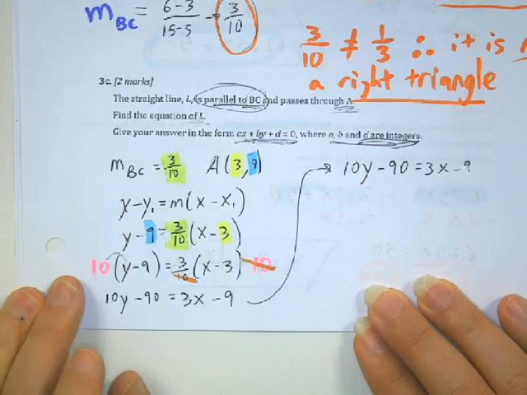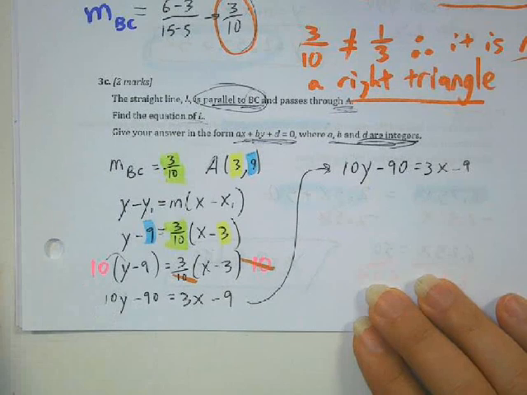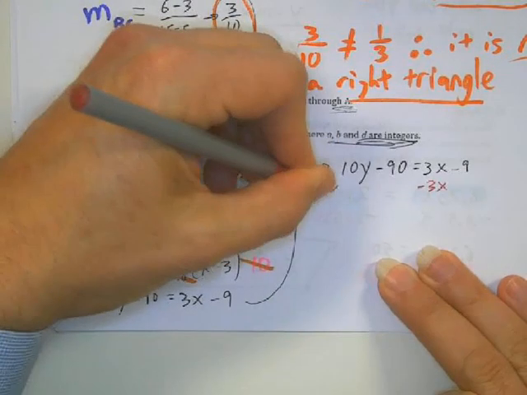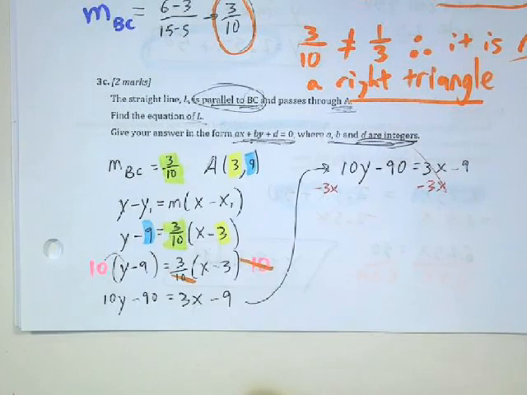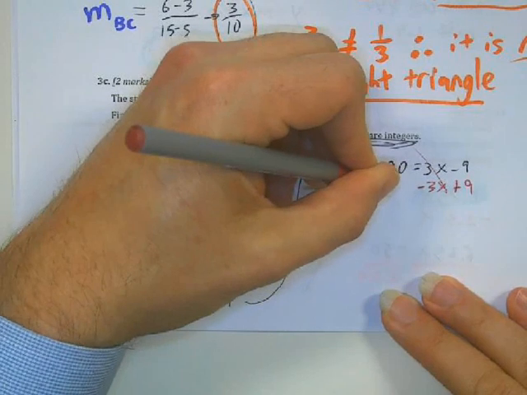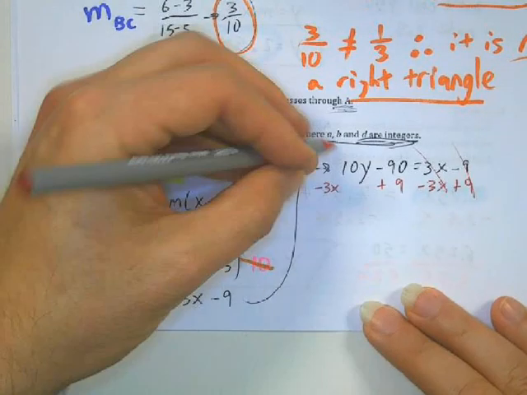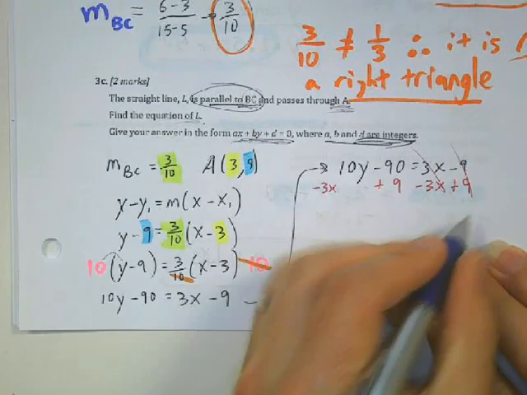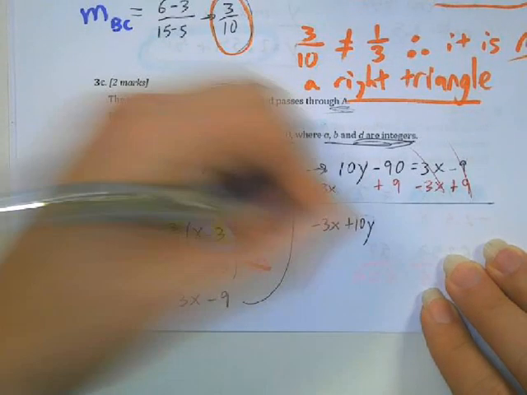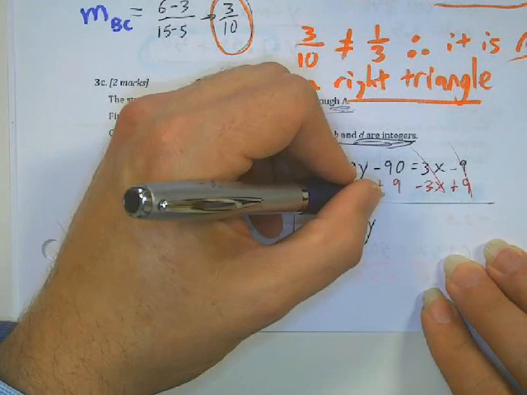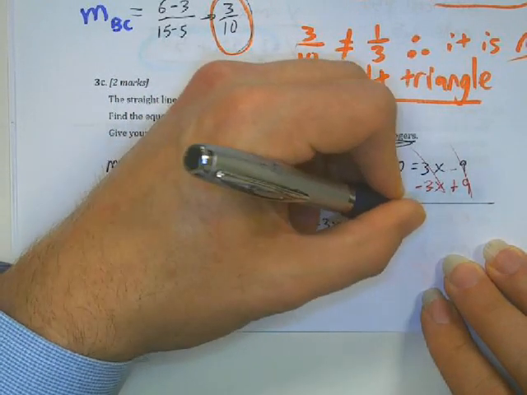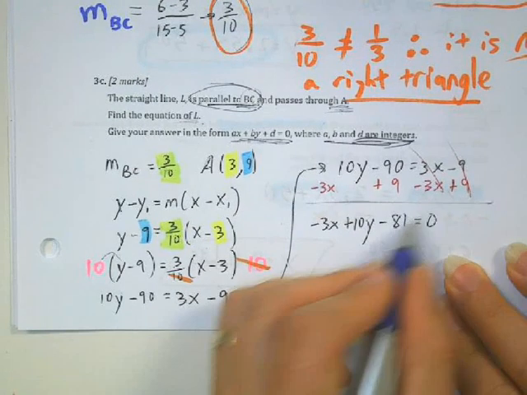So what I would do is subtract 3x on both sides of the equal sign, and I would also add 90 on both sides to make that go away. And so now I've got negative 3x plus 10y, negative 90 and positive 9 is going to give me negative 81, equals 0. And now I've got it in this form.